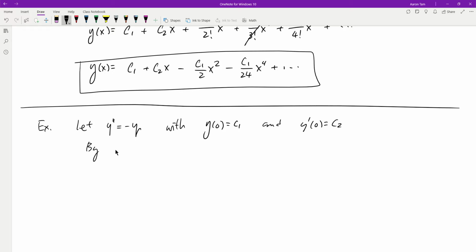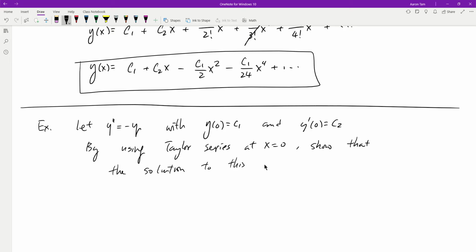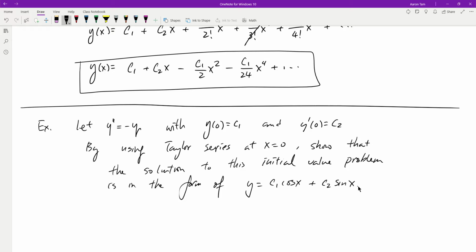By using Taylor series at x equal to 0, show that the solution to this differential equation, to this initial value problem, is in the form of y equals c1 cosine x plus c2 sine x.